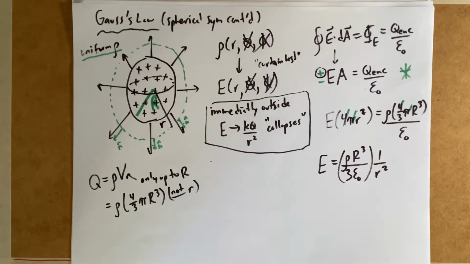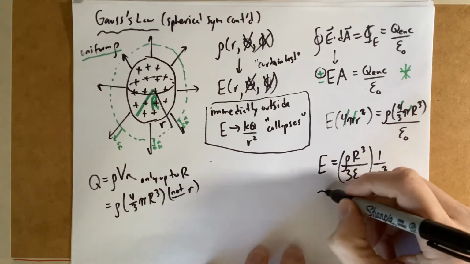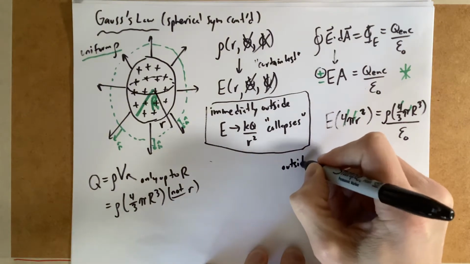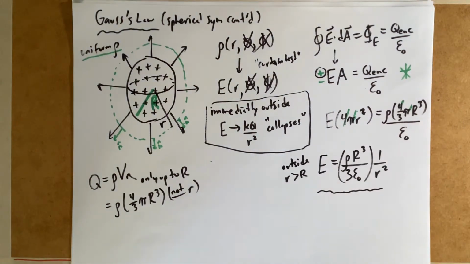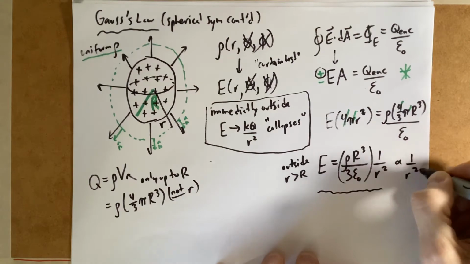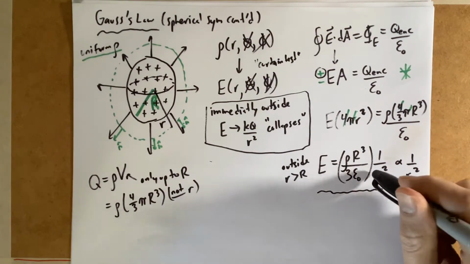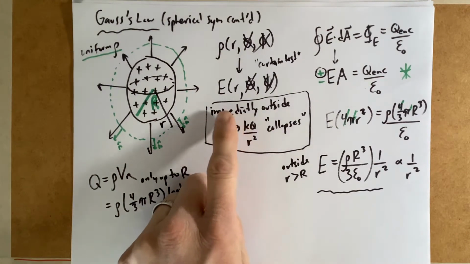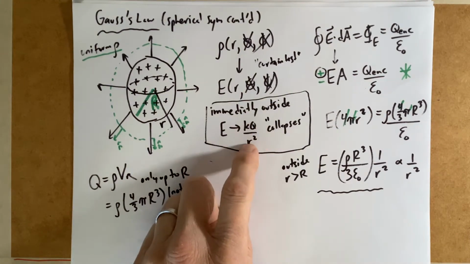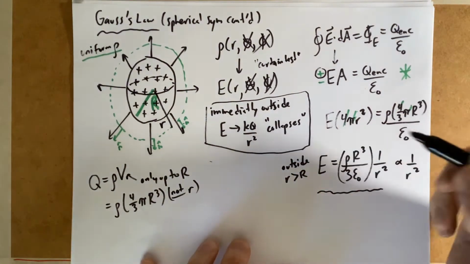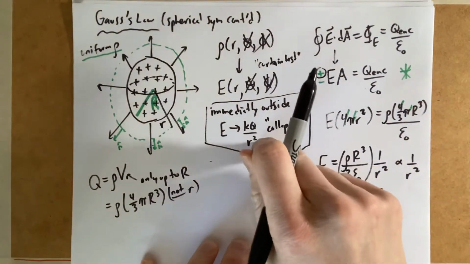So there we have it. That's the electric field, and this is outside, where we are outside the sphere. It is proportional to 1 over r squared, but it sure does not look a whole lot like this. Remember, we said that the electric field immediately outside should collapse to that of a point charge. I'll leave it to you to convince yourself that it absolutely is agreeing with this. This is just kq over r squared.